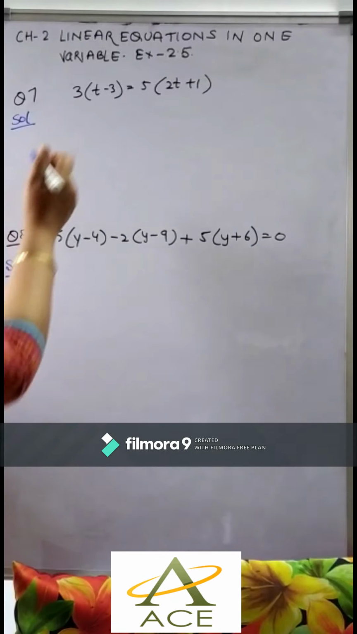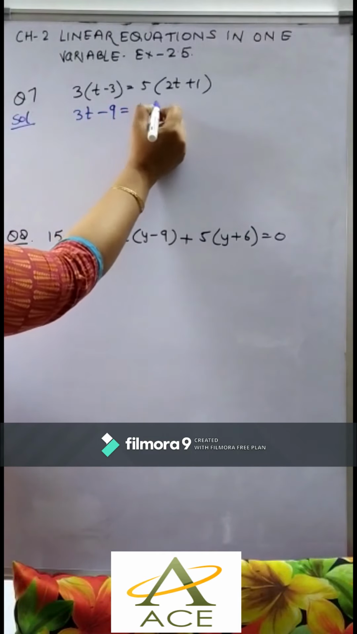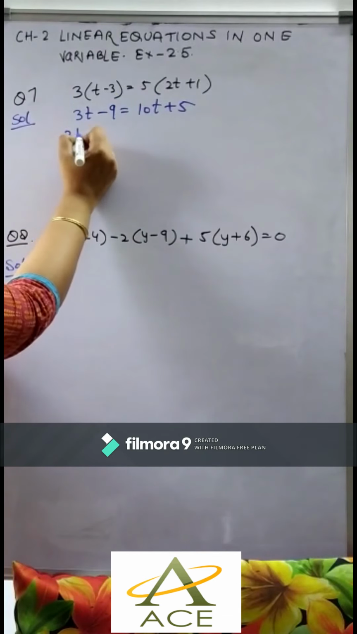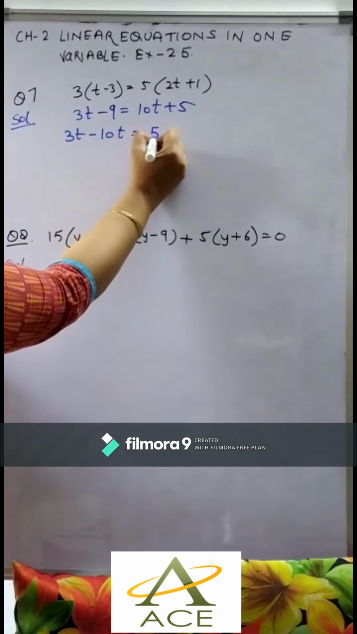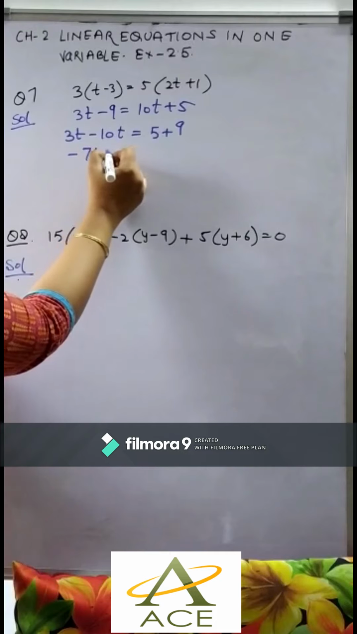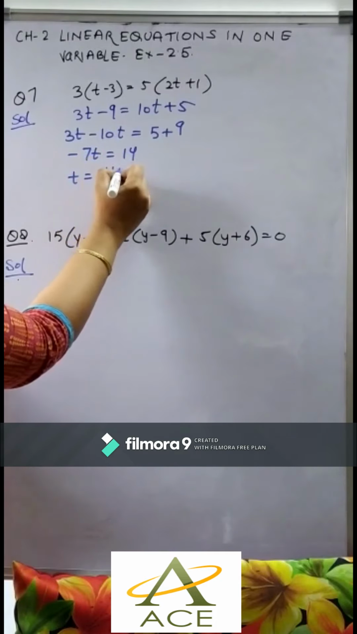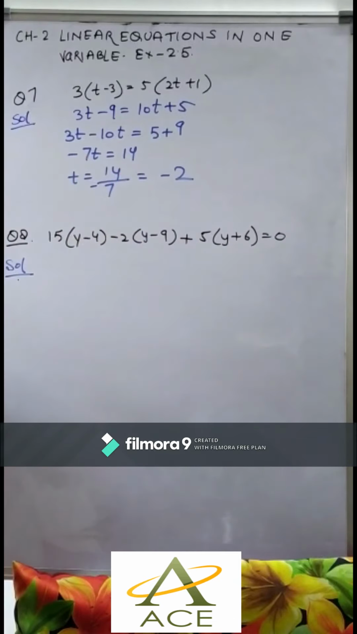Now we take question number 7. Now in this question we will expand the bracket first. 3t minus 9 is equal to 10t plus 5. Now we will take variables on one side. 3t minus 10t is equal to 5 plus 9, minus 7t is equal to 14. t is equal to 14 upon minus 7 equals minus 2.